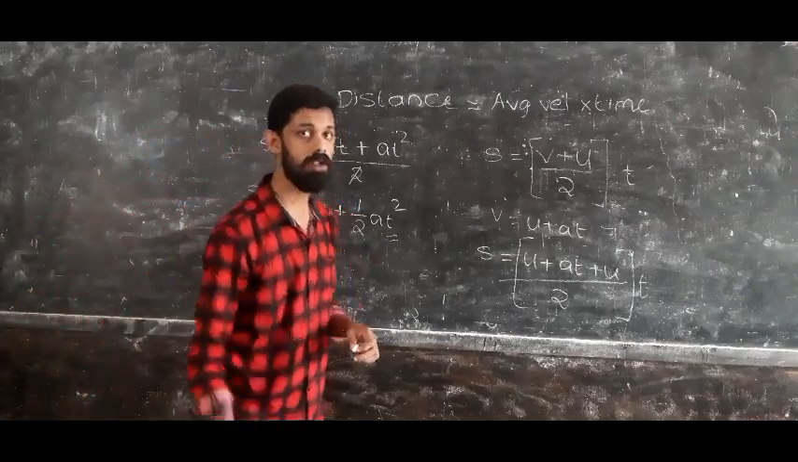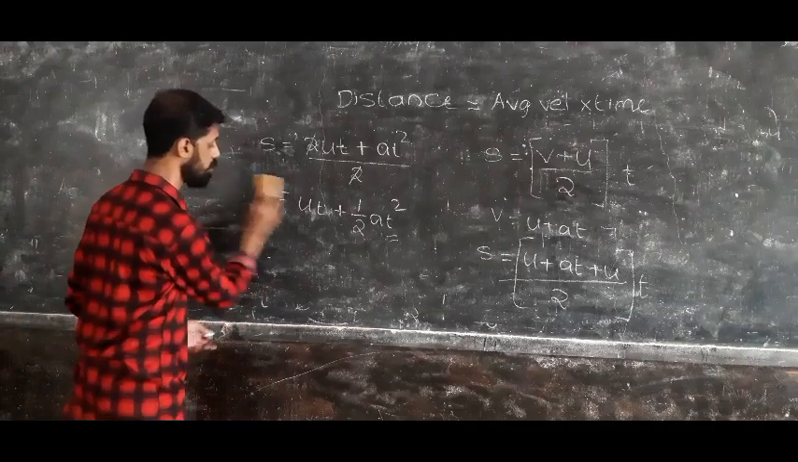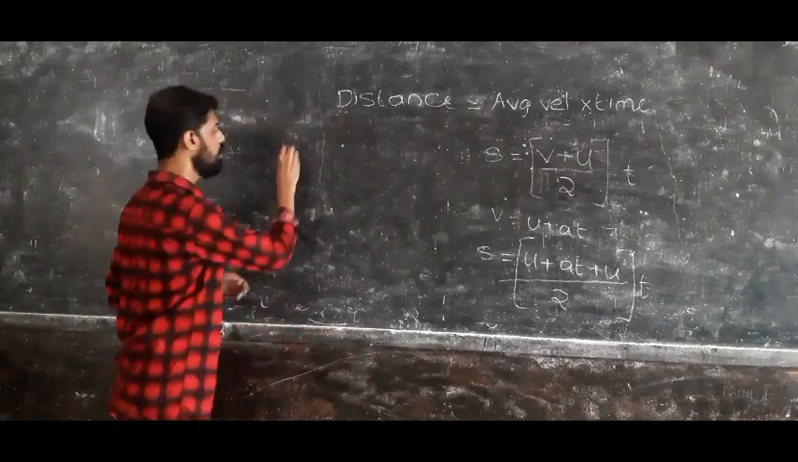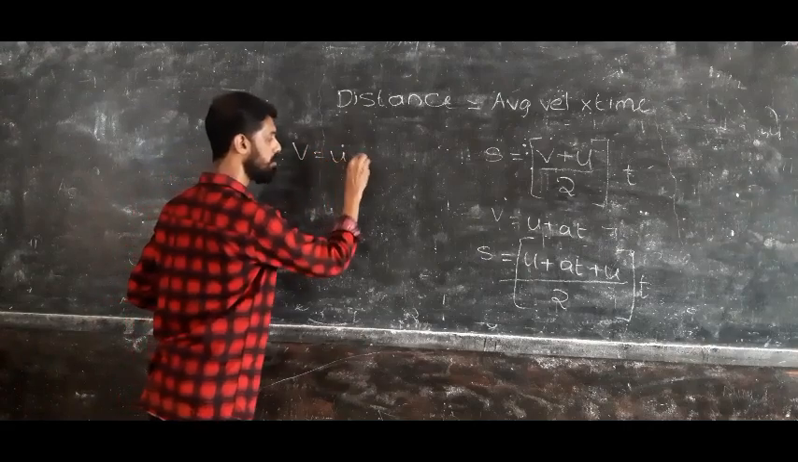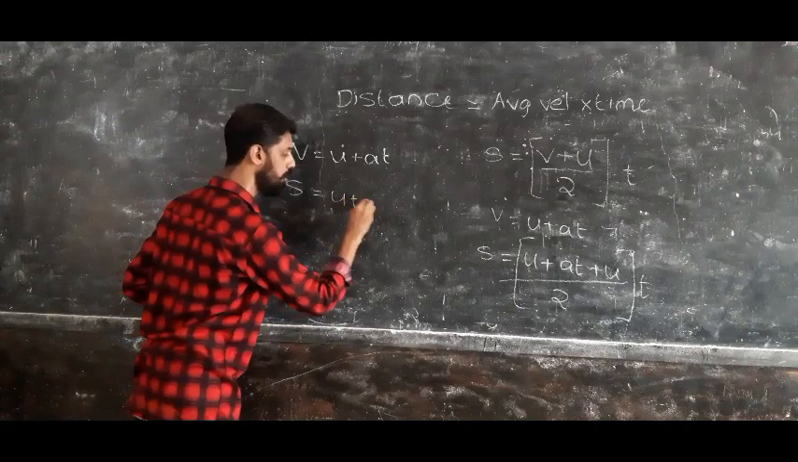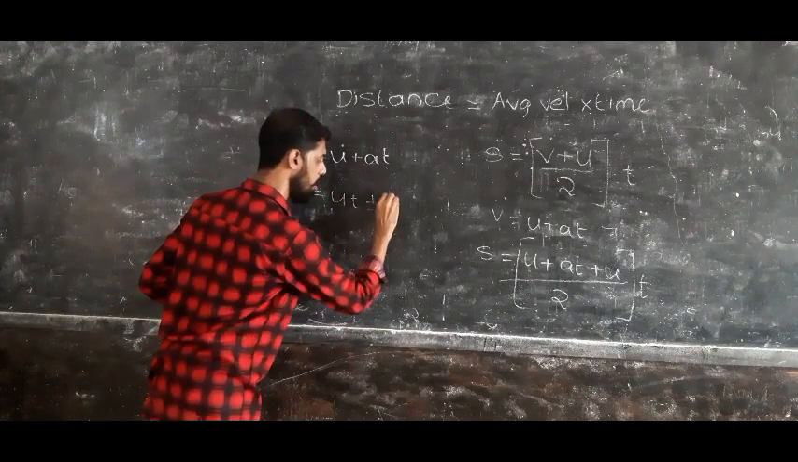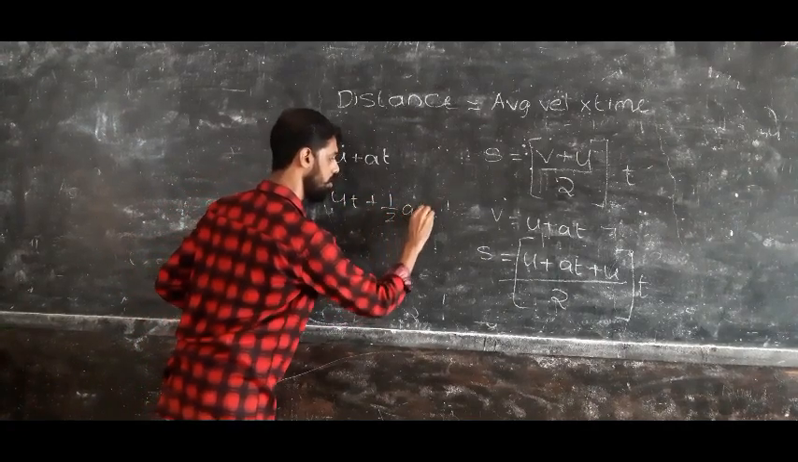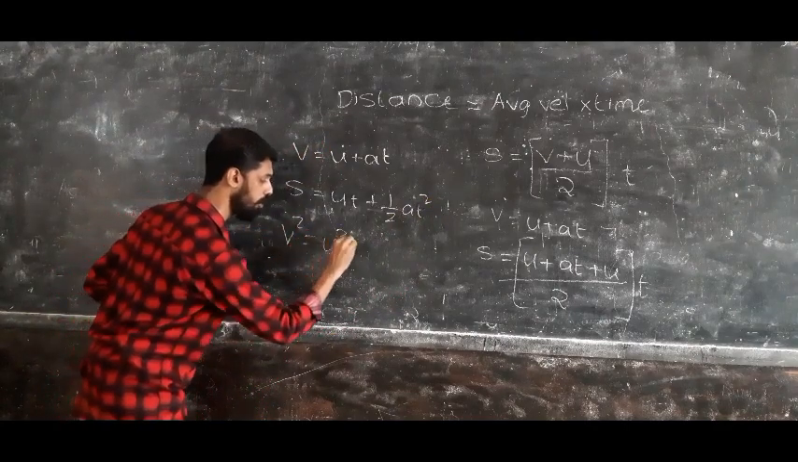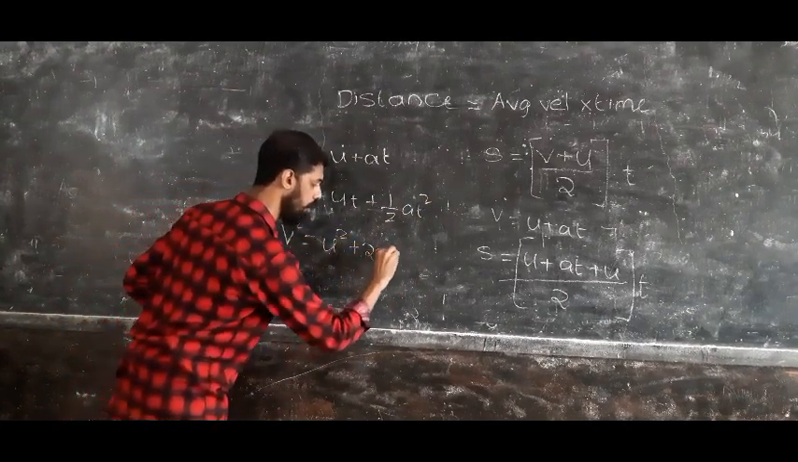Now we have seen the derivation of the three equations. First one, v equal to u plus at. Second one, s equal to ut plus half at square. And the third one, v square equal to u square plus 2as.